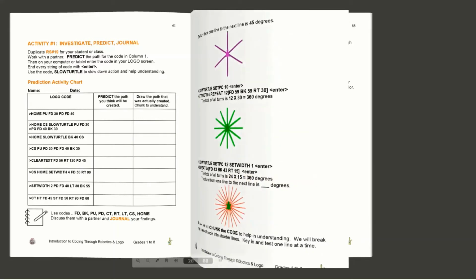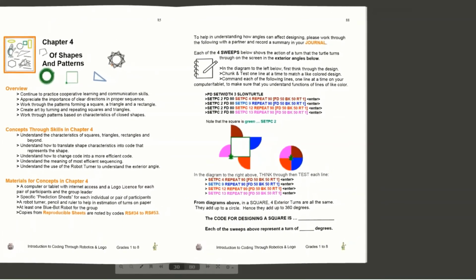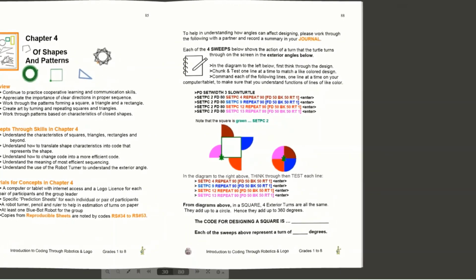Now in another example, see ebook page 88. To help in understanding how angles affect design, please work through the following with a partner and record a summary in your journal. In the diagram to the left, each of the 4 sweeps in the exterior angles shows the action of a turn that the turtle makes on the screen.